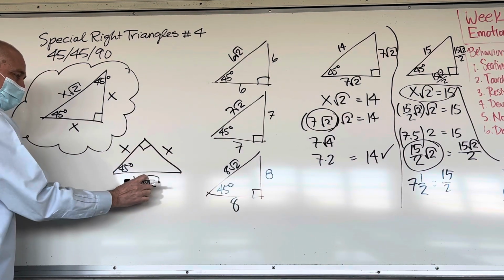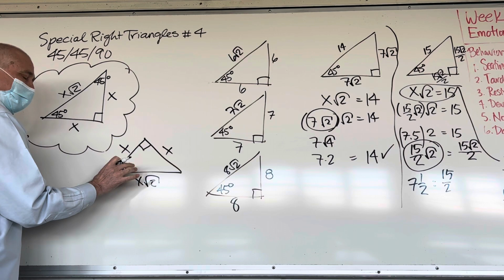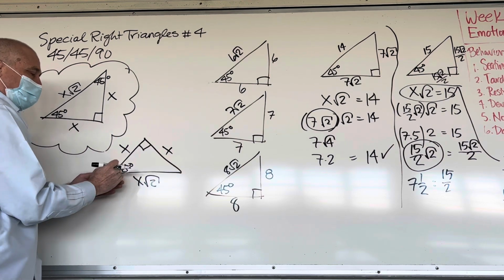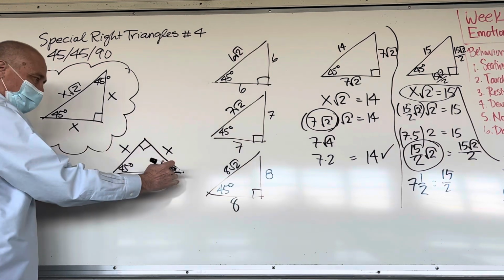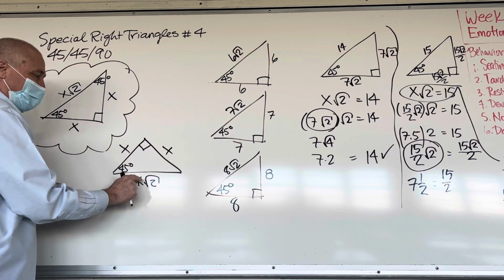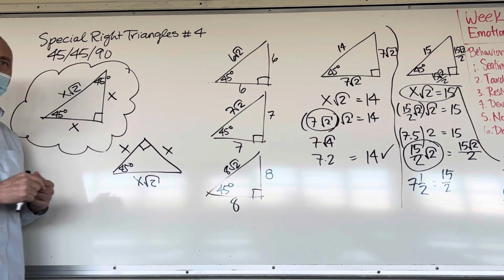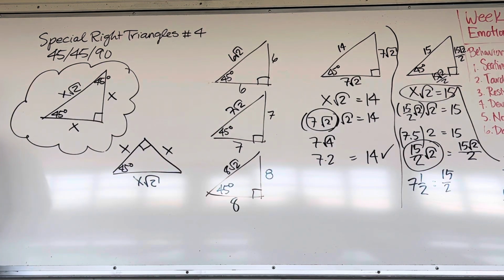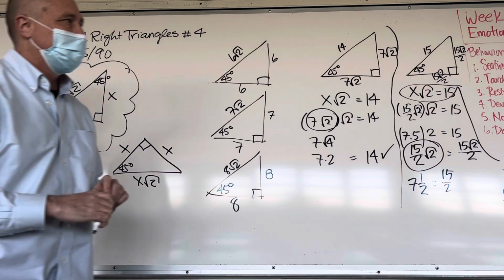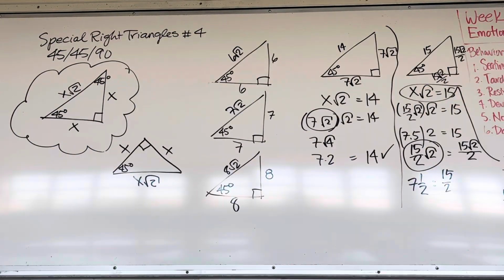And notice we need the hypotenuse to be the longest side. So x times the square root of 2 is a larger value than the x's, and that makes sense that it's on the hypotenuse. Okay, that's it.